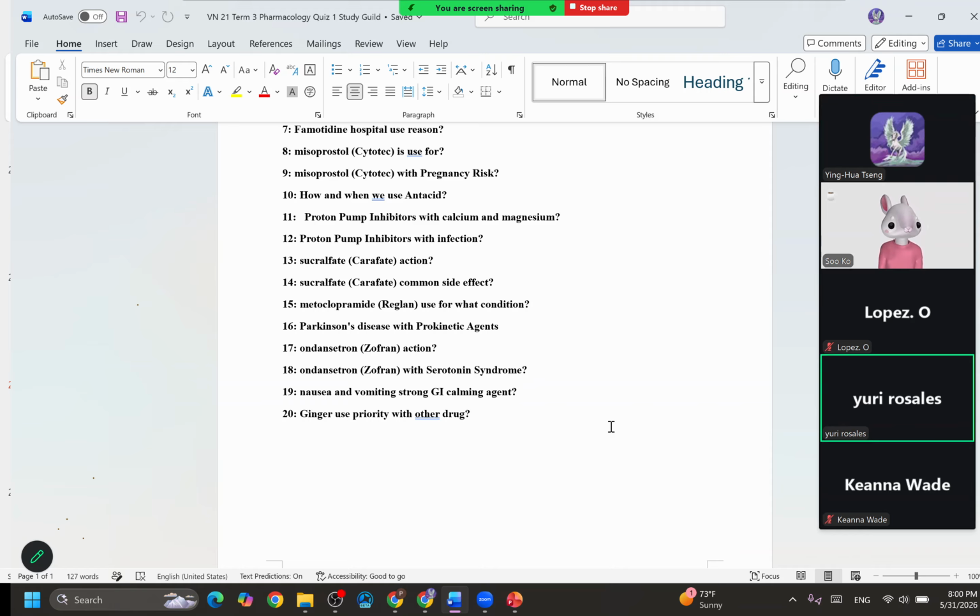Don't use it with anticoagulants. Yes, like what? Warfarin, aspirin, heparin. So when they are taking ginger and these medications, remember to tell the patient to consult with the doctor about what kind of anticoagulant they are taking right now, because this is going to cause a bleeding episode very easily.